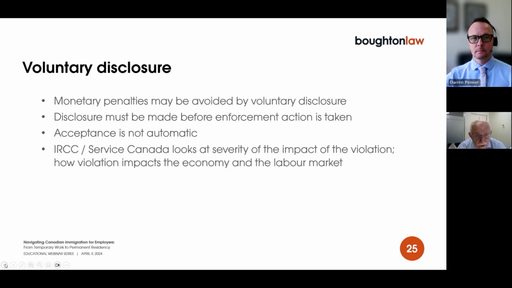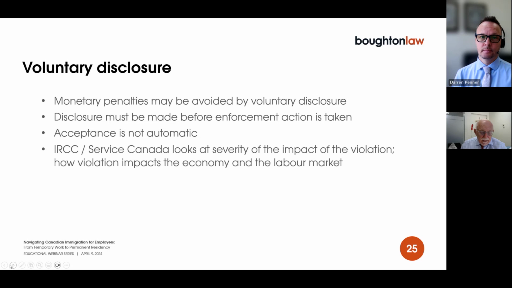So voluntary disclosure will eliminate monetary penalties if the disclosure is made before any enforcement action is taken. But the legislation makes it clear that even with voluntary disclosure, any acceptance of this disclosure is not automatic. IRCC and Service Canada look at the severity of the impact of the violation and how the violation could impact the Canadian economy and the labor market.